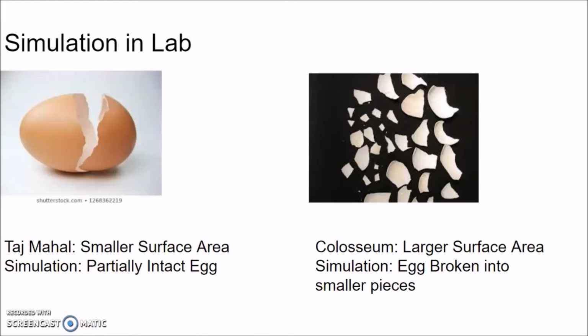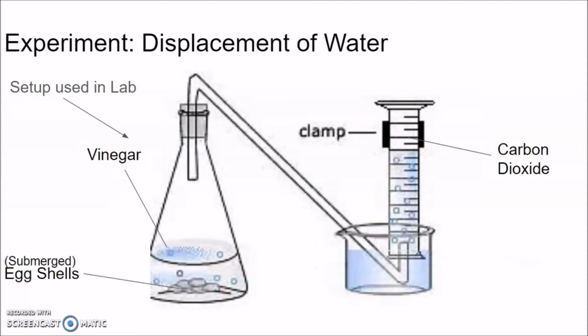In order to simulate this difference in surface area in the lab, we used an egg broken into half and an egg broken into many smaller pieces as replacements for the Taj Mahal and Colosseum respectively. We then carried out the experiment where we use displacement of water to collect the CO2 from the experiment as a means to find out the rate of reaction of both specimens, using vinegar as a replacement for acid rain and eggshells to imitate the building material of the structures.